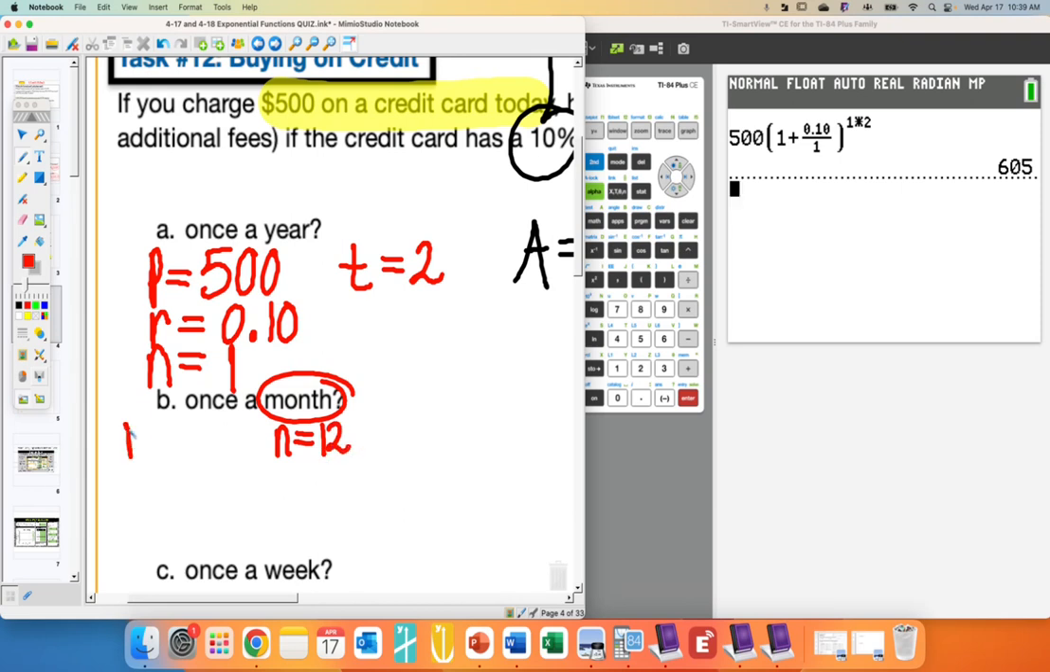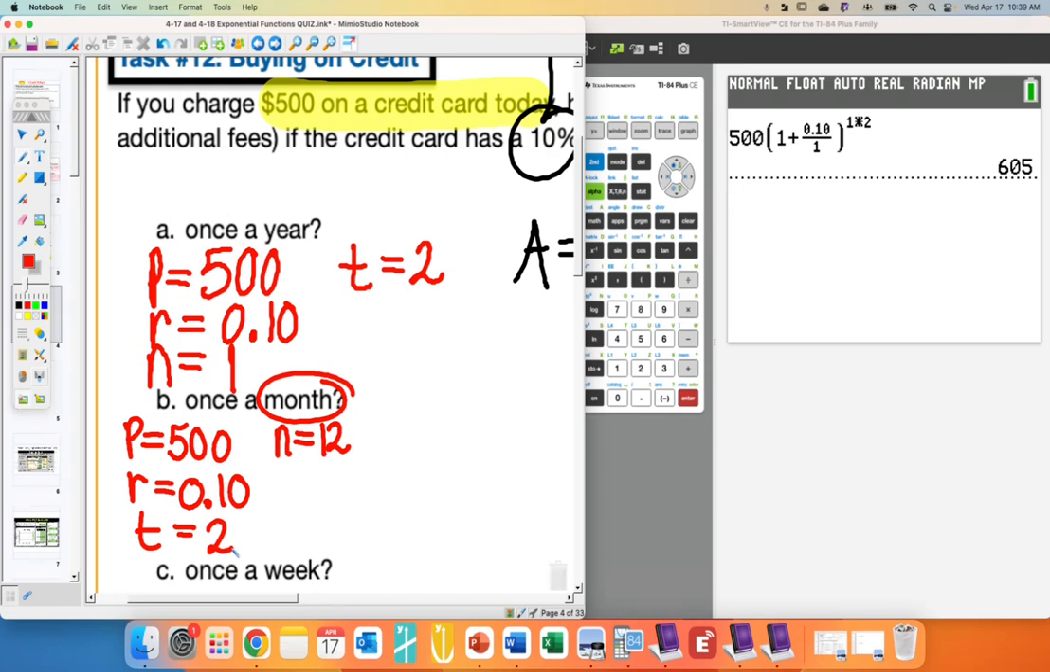So that means this time my n is going to be 12, but everything else is the same. The P is 500, R is 0.10, and the time is still 2. So I have all of my numbers.